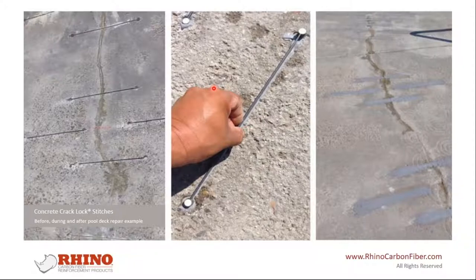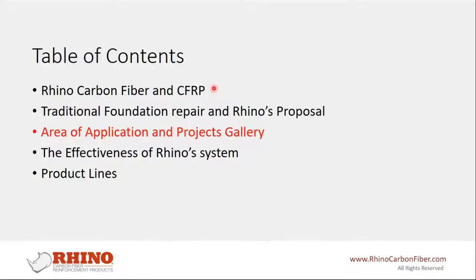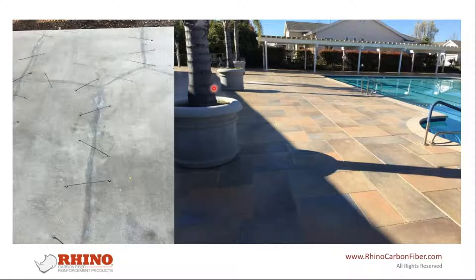It's fairly easy and straightforward. You just cut a slot using the saw, and then put the carbon fiber stitch inside the slot, fill it with epoxy, and that will be strong enough to hold the two splitting concrete pieces together. Here's a picture of the application. You can do it fairly quickly, and then come back another day after the cure.